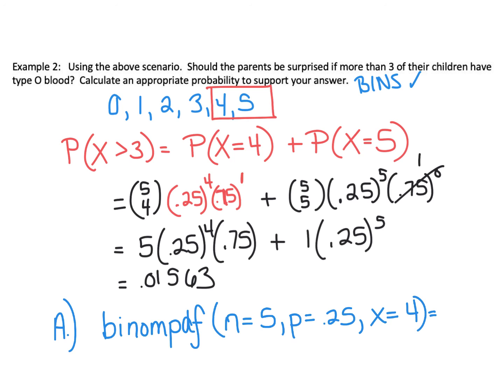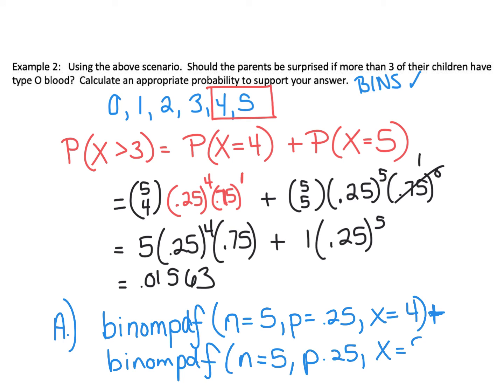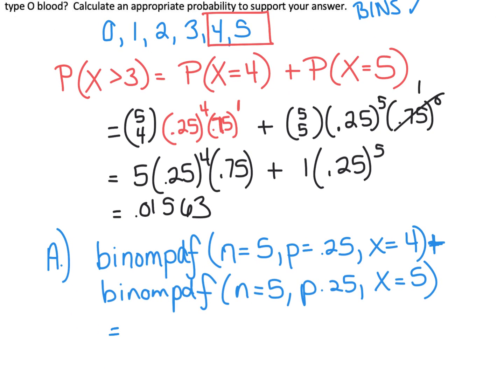If I add that to Binomialpdf, n equals 5, p equals 0.25, and x equals 5, if I add those two, I can do it all on one screen and hit enter. You'll see you get the same value, 0.01563.